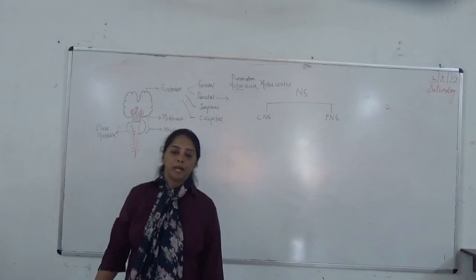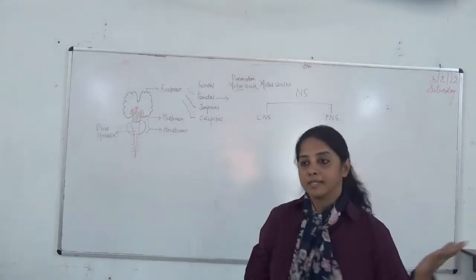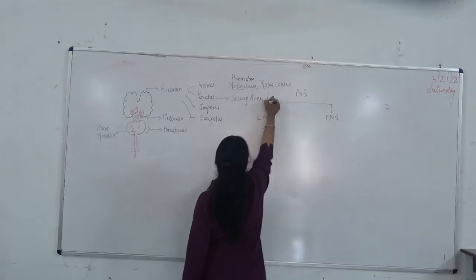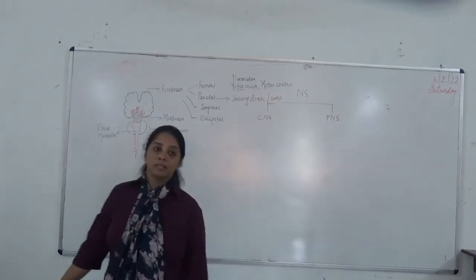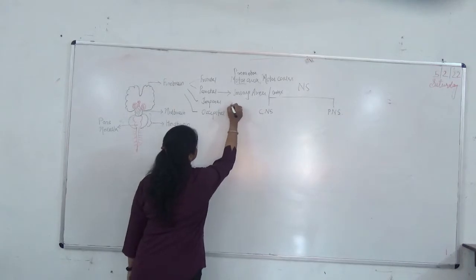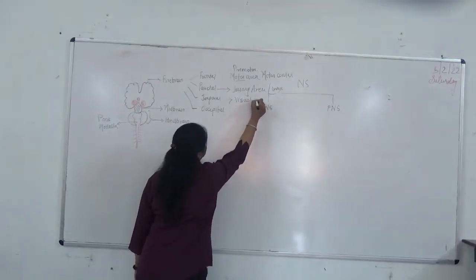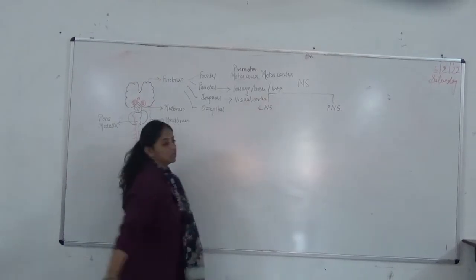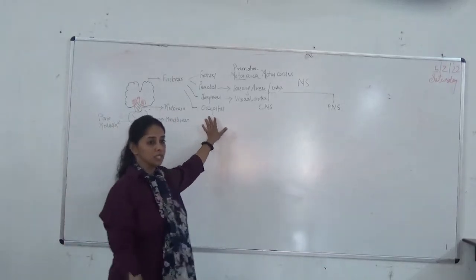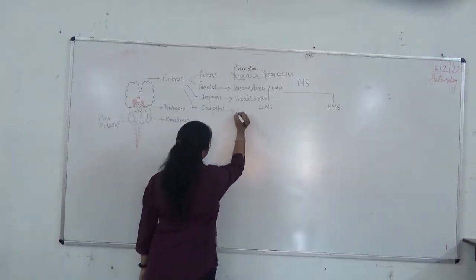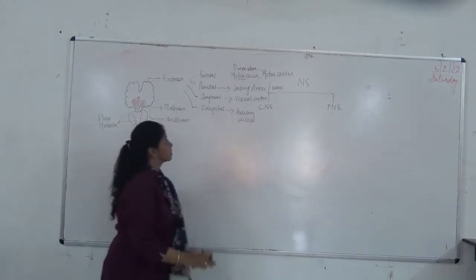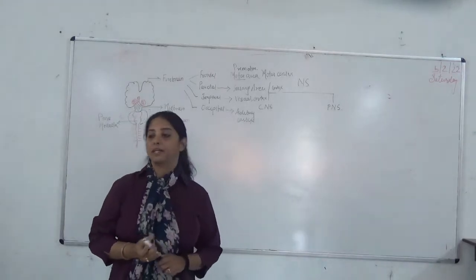The parietal lobe contains and controls the sensory functions, so it is called the sensory area or sensory cortex. The temporal lobe is called the visual cortex because it pertains to visual functions. The occipital region is the auditory cortex. Like this, all the functions of the brain are divided.